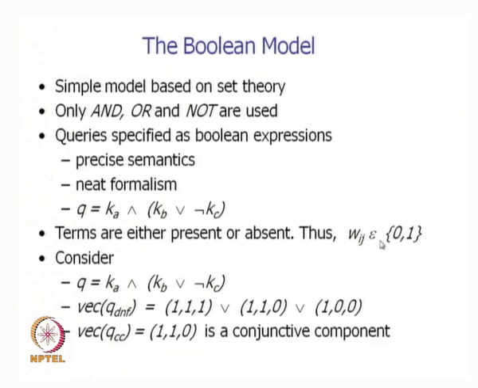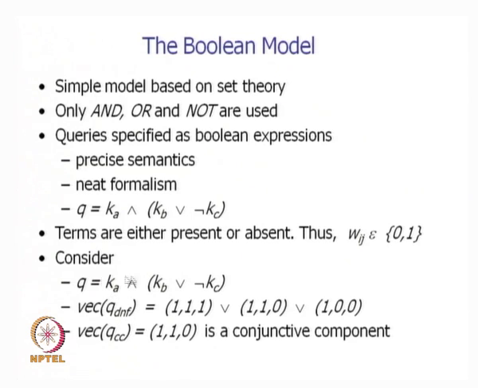Thus, Wij is either 0 or 1. So, now if I take this query q, which is Ka and Kb or not Kc. This was discussed last time. We can convert this query into a disjunctive normal form.